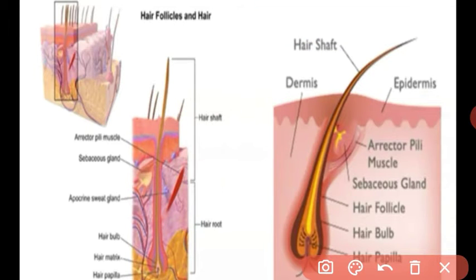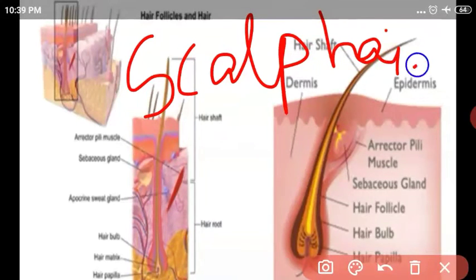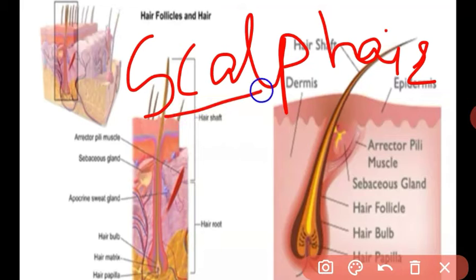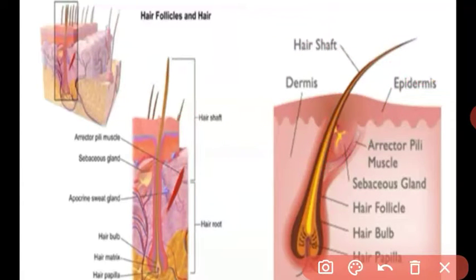Got it, student? The duration of the scalp hair, meaning the hair present on our skull, is 2 to 5 years. And you know that hairs are present all over the body: on our face, our hands, and in our nose. Every part of the body has hair.